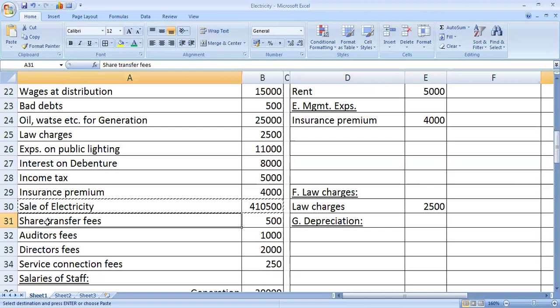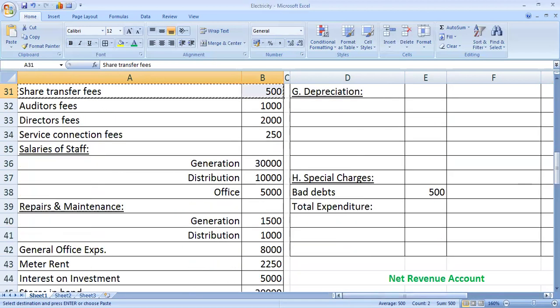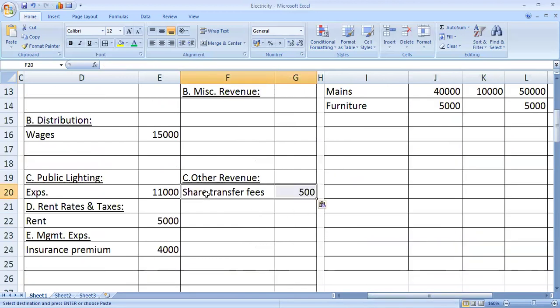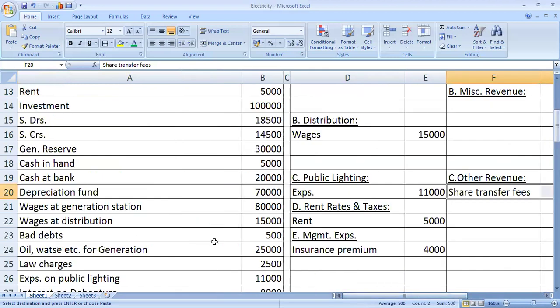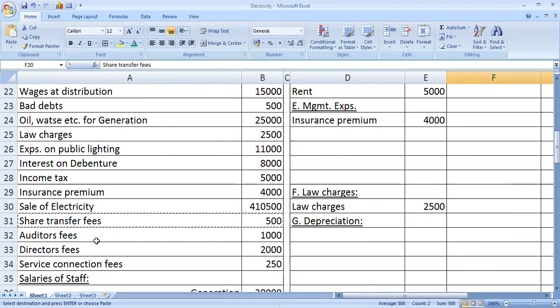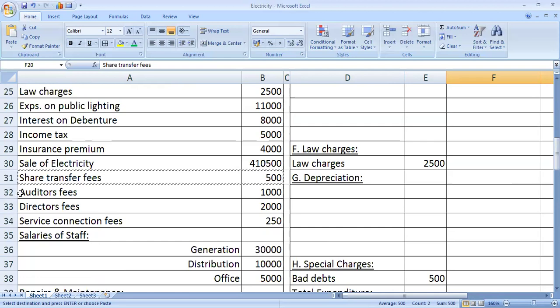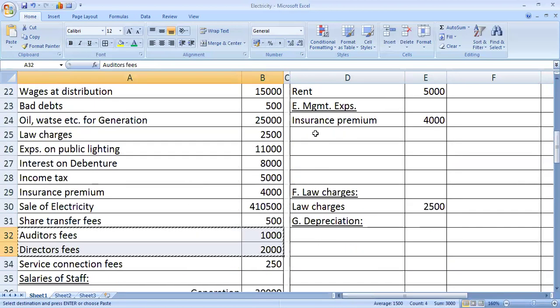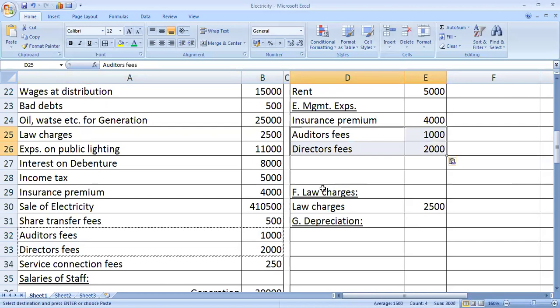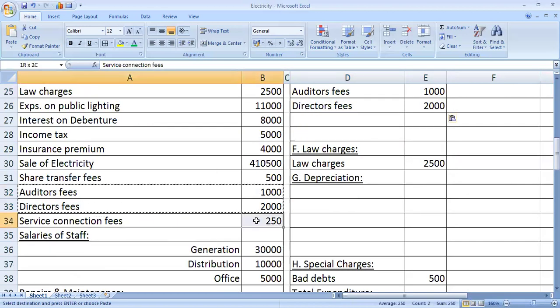Next item, share transfer fees. Share transfer fees goes to the revenue account credit side under the heading of other revenue, rupees 500. The next item, auditor's fees 1,000, director's fees 2,000. Both are going to the revenue account debit side under the heading of management expenses. The next, service connection fees rupees 250. This goes under the heading of miscellaneous revenue account credit side.